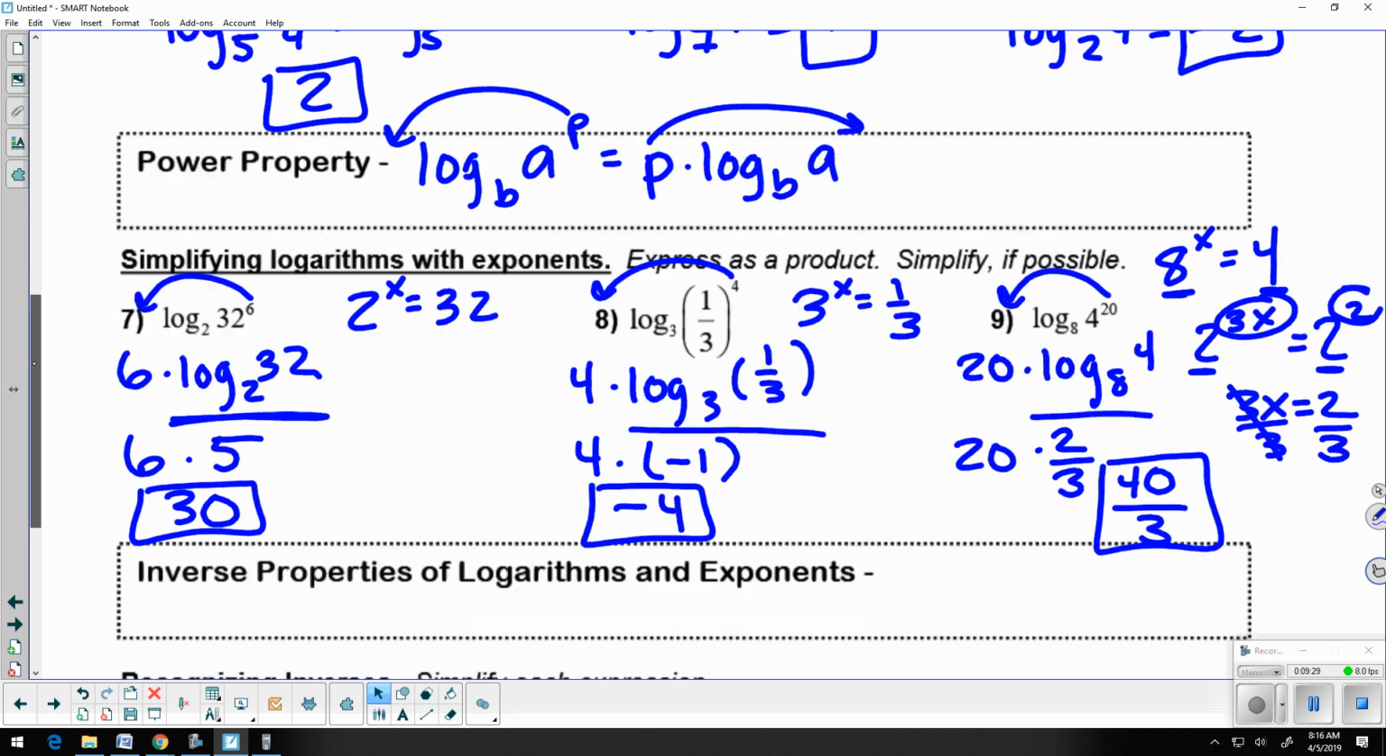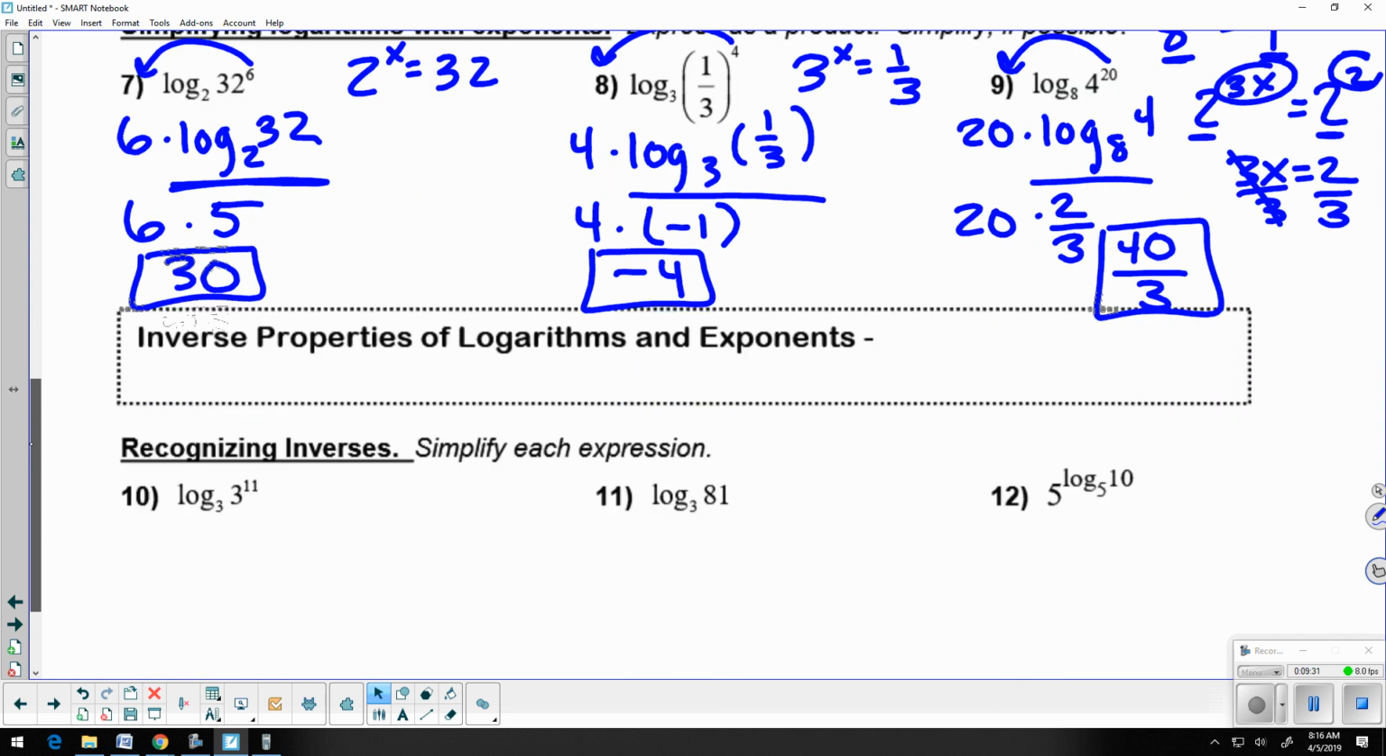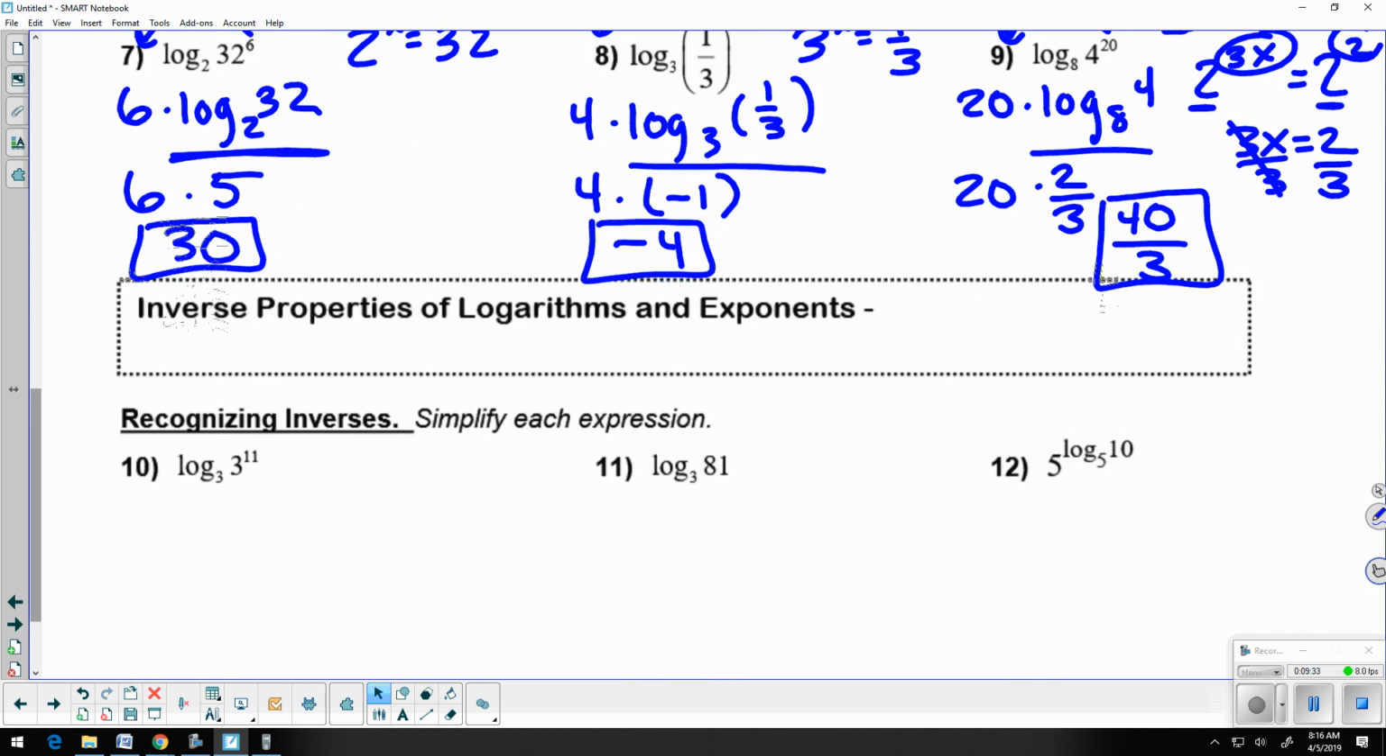The next one, inverse properties. This really just comes from recognition. If you recognize these right away, it's just going to make your life one heck of a lot easier. So if you have something like log base b of b to the x, the base of the log and the base of the exponential are the same, they essentially just cancel each other out, and your answer would just be x. And that's it.